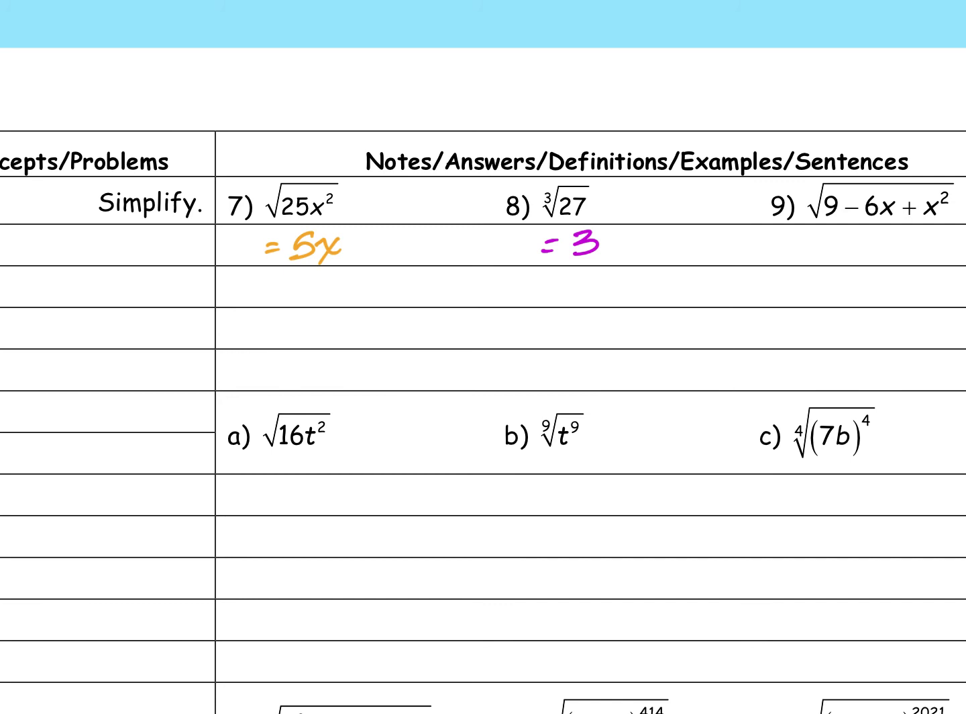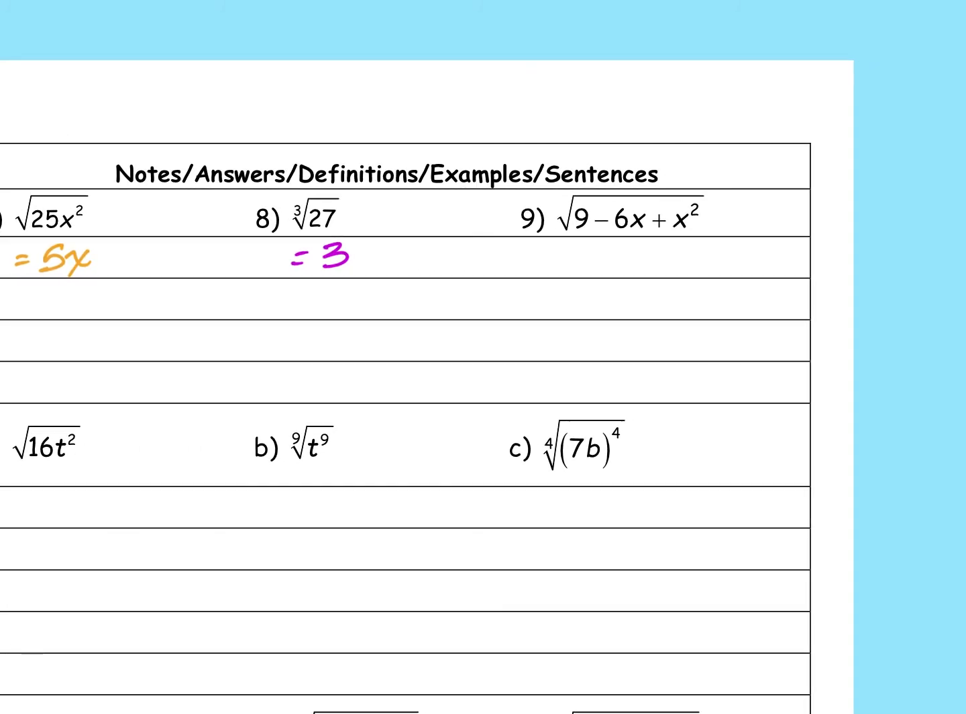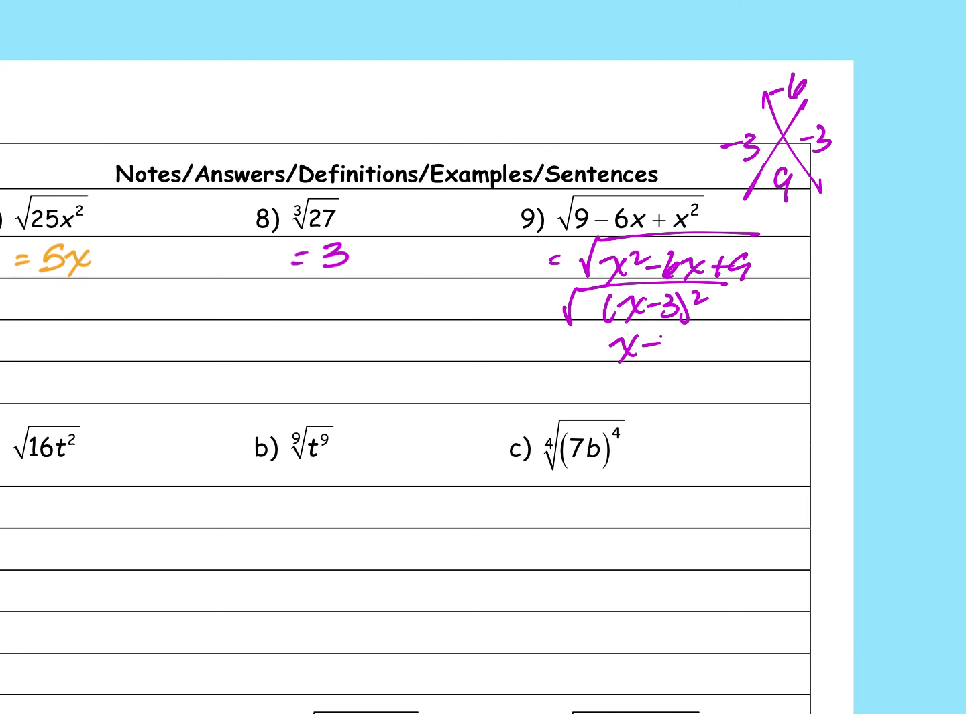Okay, and then I can rearrange this. I'm going to rearrange this one to become x squared minus 6x plus 9. I can just rewrite it in a different order, right? As long as I keep the signs the same. And then I'm going to factor two numbers that multiply to be 9 and add to be negative 6, negative 3, and negative 3. So I get the square root of x minus 3 squared, which equals x minus 3.